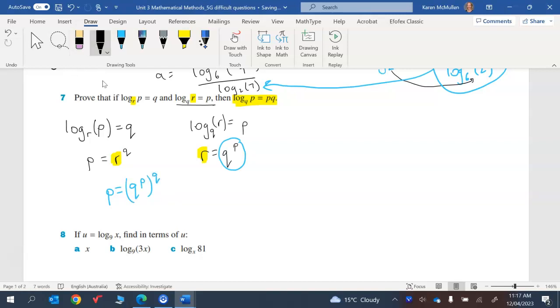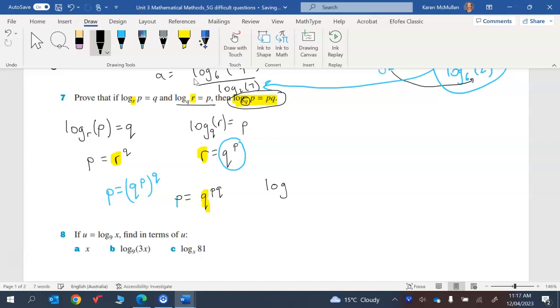Now, using your log laws, I'm going to go back to black. If you've got a power to a power, you're just multiplying them. So it's going to be p equals q to the power of pq. And remember, we want it to look like this. So at the moment, there's no log in this expression really. But if I want to get rid of this q, I just take log base q of both sides, and you can see what I want. There's the q.